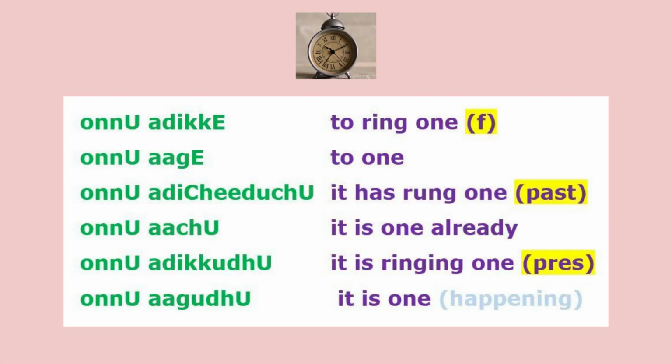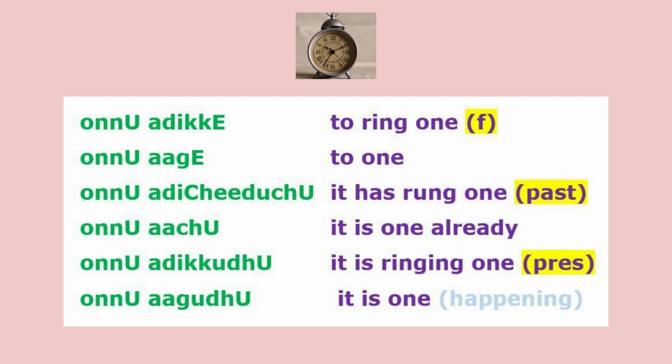Now we'll see some very basics again to construct future, present, and past about time. So if you want to say 5 minutes to 1, you'll say one adike. Five minutes to 1, you'll say one adike. Then you will continue with the minutes. One adike 5 nimisham. There's 5 minutes to 1. Or you could say one aaga. The literal meaning is to become one, or to tick one or ring one.